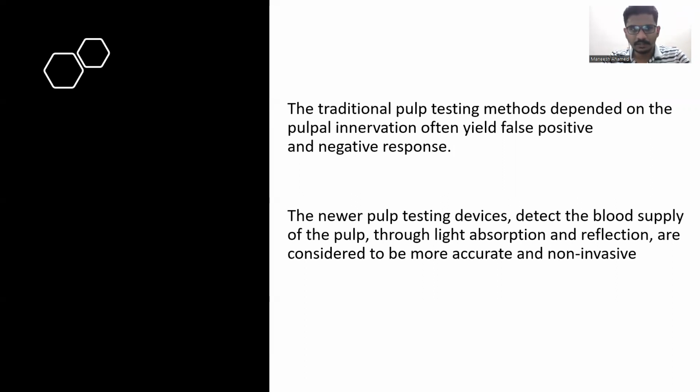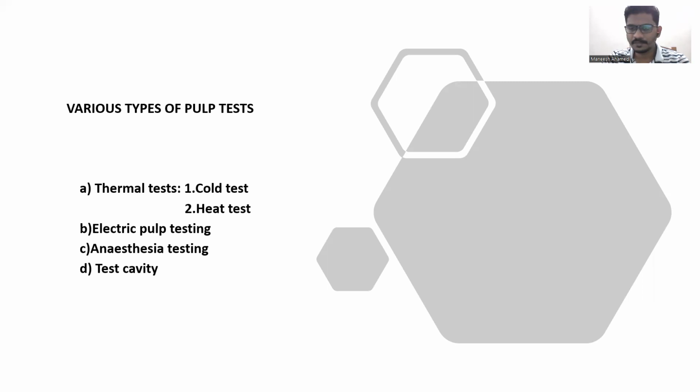Now, in newer times, we have advanced pulp testing devices which do not rely on nerves for assessing the pulpal vitality. They detect the blood supply of the pulp by means of light absorption and reflection, and they are considered to be more accurate than the traditional pulp vitality testing that mainly relies upon the nervous innervation of the pulp. The various types of traditional pulp testing are the thermal test, electric pulp test, anesthesia test, and test cavity. Under thermal test, we have cold test and heat test.